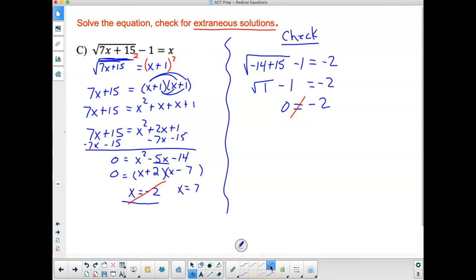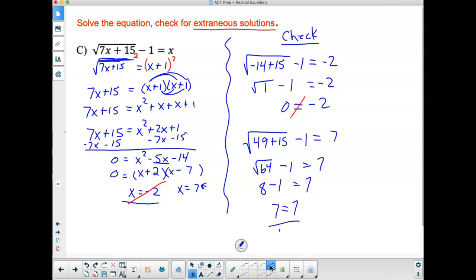I wonder if the other one's going to work. So the other one, when I check it, I'm going to take my 7. 7 times 7 is 49 plus 15 minus 1. Does that equal 7? Well, what is 49 plus 15? That's the square root of 64 minus 1 equals 7. So that's going to be 8 minus 1. And I get 7 equals 7. That one's true. Therefore, 7 is a solution to that equation.